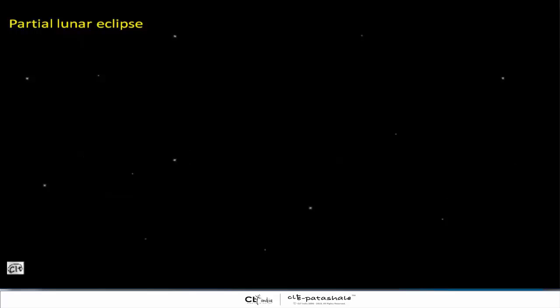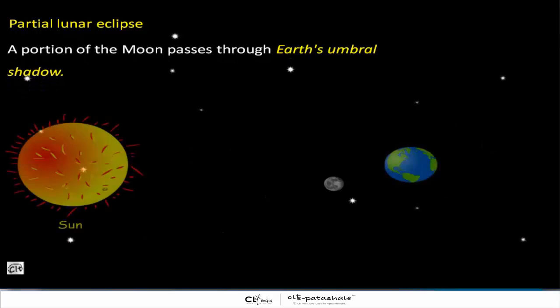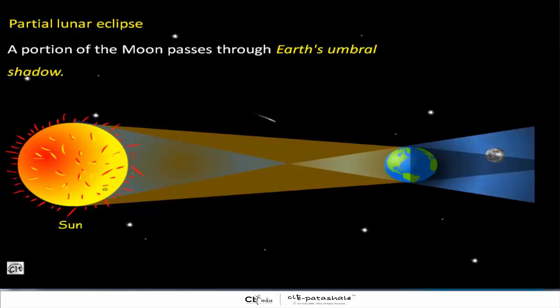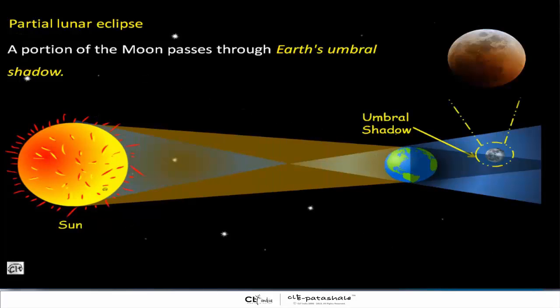Partial lunar eclipse. A portion of the moon passes through Earth's umbral shadow. In the below diagram on the right hand side, you can see the moon being partially in the Earth's umbral shadow.